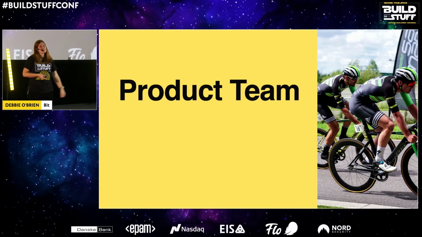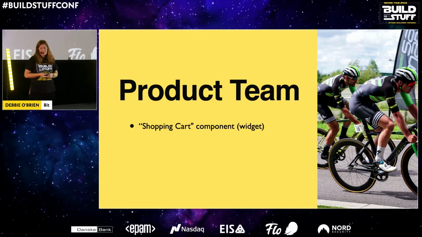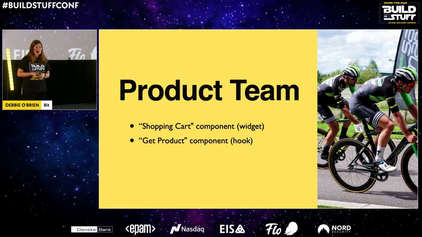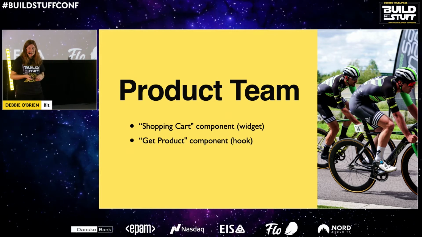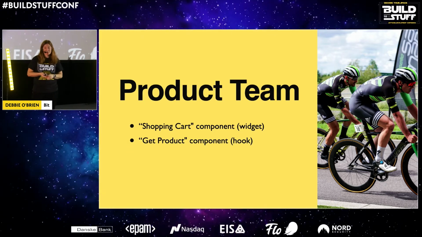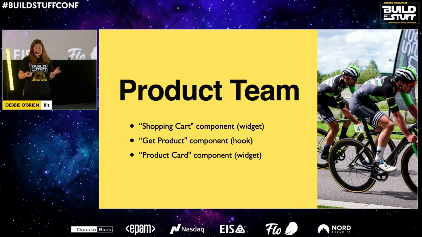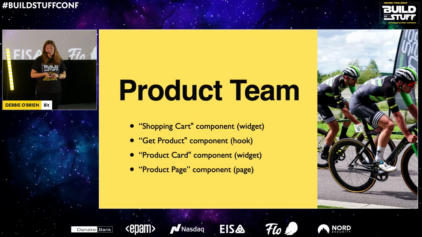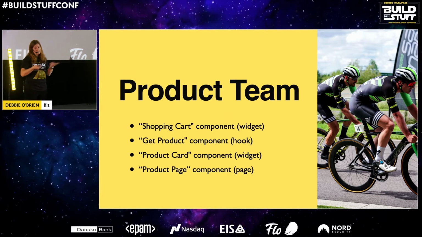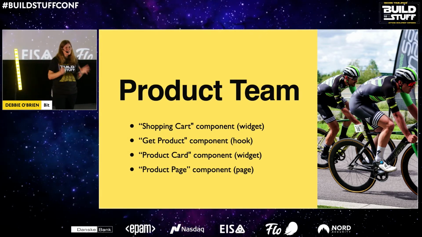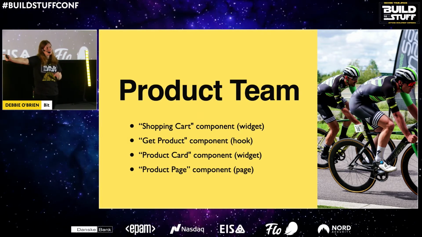Then you have another team, that's the product team. And the product team could own the shopping cart component. Very important component, otherwise we make no money. The get product component, the hook, the product card component, so the widget, and then the page of all the products. So the product team owns all those components. That's the only thing they have to care about. They don't care about what the support team are doing.